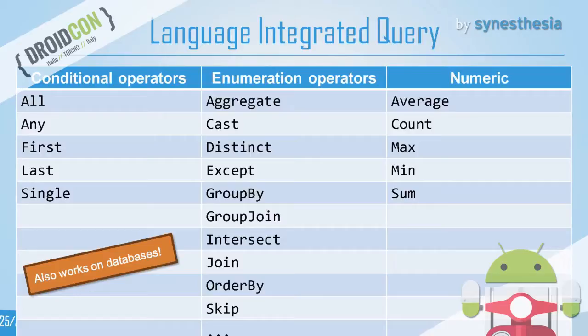You can apply conditional operators. You can check, I don't know, if all elements of an enumeration match a certain condition. You can aggregate, you can join, you can intersect two collections, you can order collections in whatever way you want. You can pull out averages, counts, min, max, whatever you want from a collection of things. And if you notice, this looks quite much like SQL, no? Quite similar. In fact, it also works in databases.